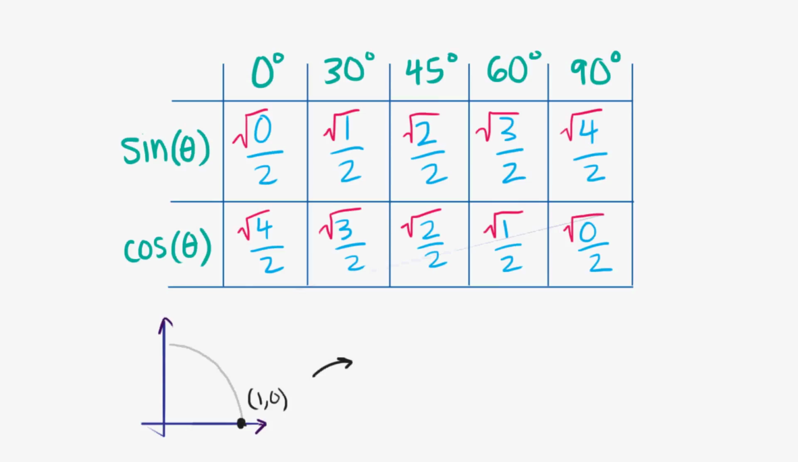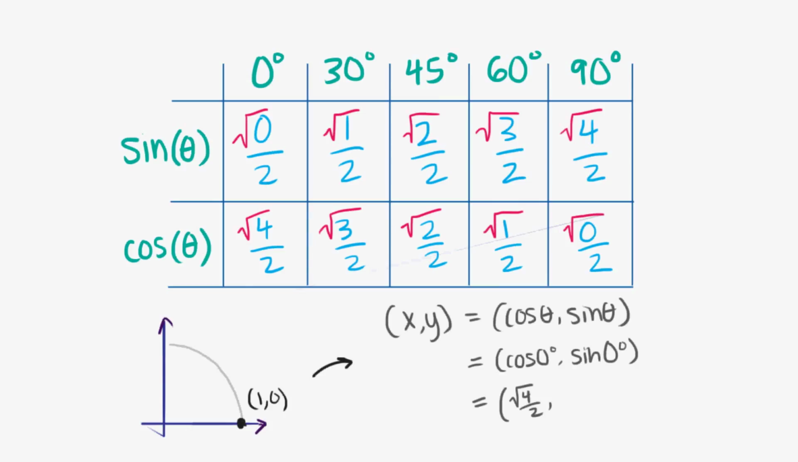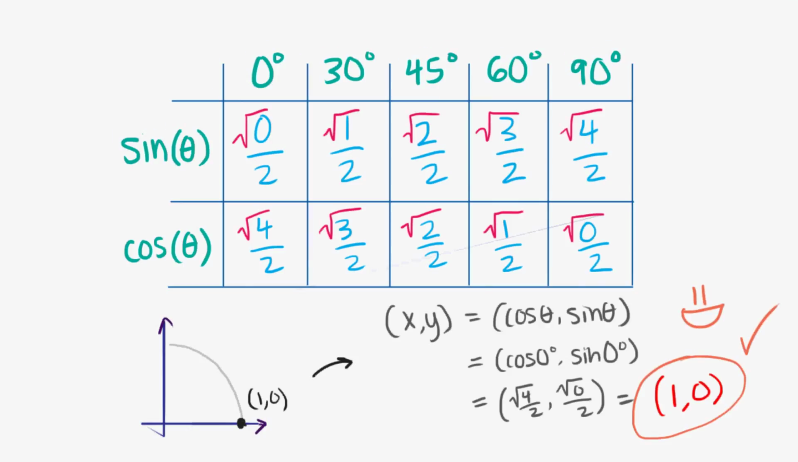Unconvinced? Let's check. Sine of 0 we know is 0, and cosine of 0 we know is 1. And if you simplify root 4 over 2, you get 1, and so it works.